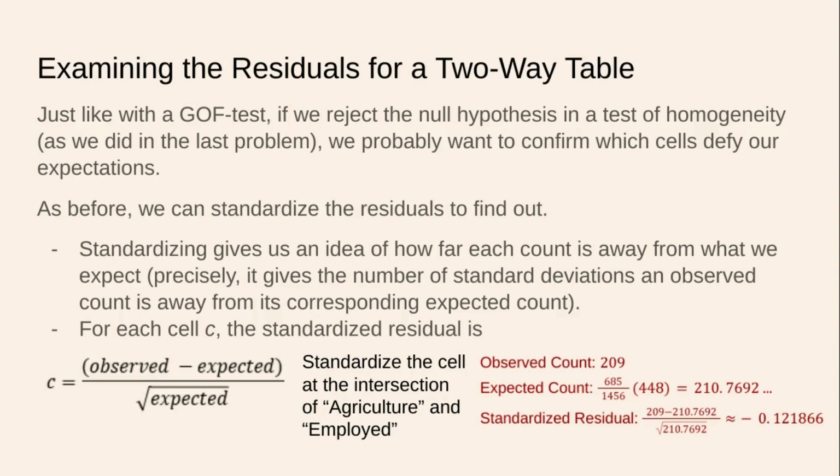And that is one of the rare instances in which the number that we observe is frighteningly close to what we expect. There are a lot of instances in which that is not the case, as we will see very shortly. But that's going to be 210 and change. So the standardized residual would be my observed count minus my expected count over the square root of my expected count, which is negative 0.12 and change. So my observed count is this many standard deviations away from my expected count.